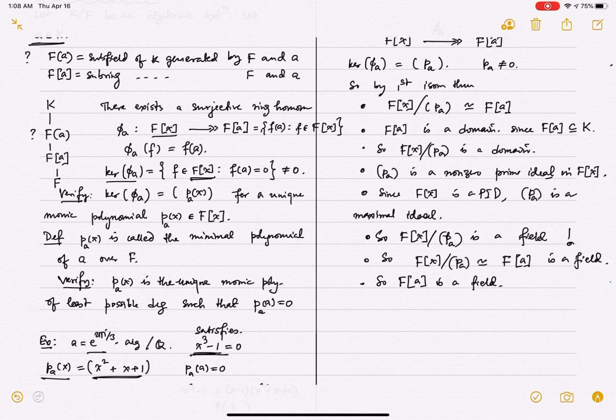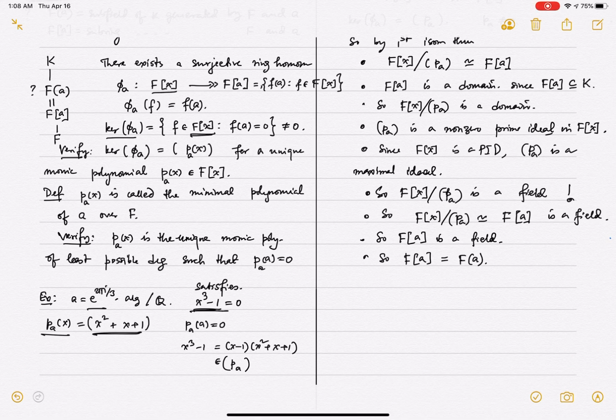And it's a field that contains F and A. So F[A] is actually the same as F(A) in this case, which was not the case if A was transcendental. For example, if you take a transcendental number like pi, these two things are not going to be the same at all. But in this case, they are actually equal. So what you get is that F[x] mod this minimal polynomial is isomorphic to F[A], which is the same as the field generated by F(A). And this is the result that I was driving towards.